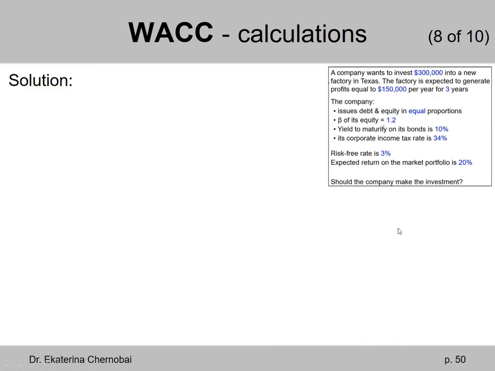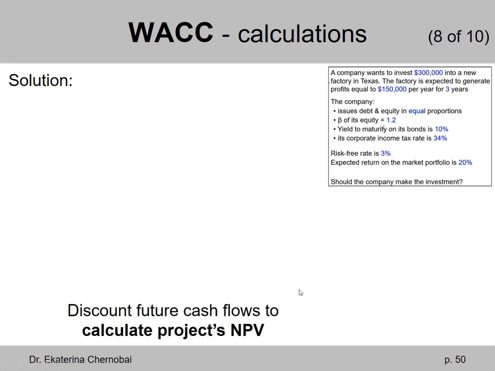Let's see how we should approach this problem. To answer the big question, should the company make the investment, essentially we would need to calculate the project's net present value. So we need to discount the future cash flows estimated for this project in order to calculate the project's net present value. The project's cash flows are given. We need to invest $300,000 and this 3-year project will generate $150,000 per year.